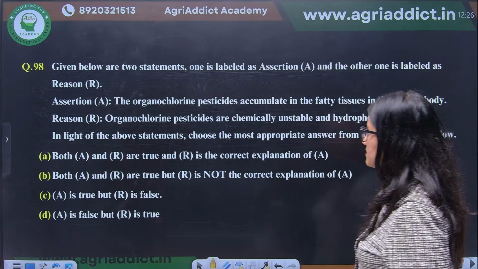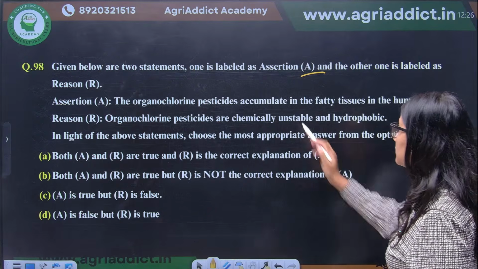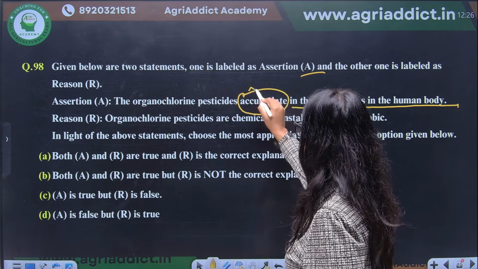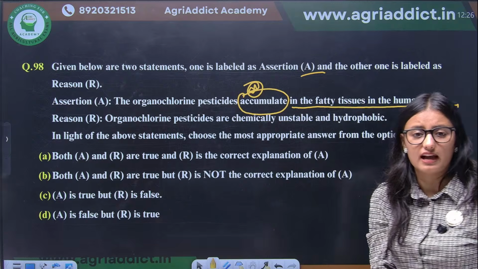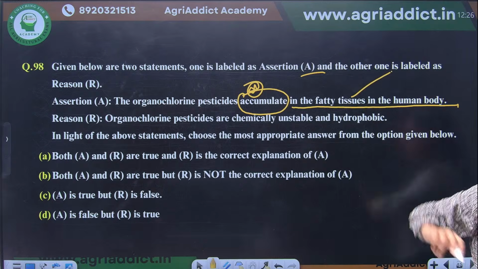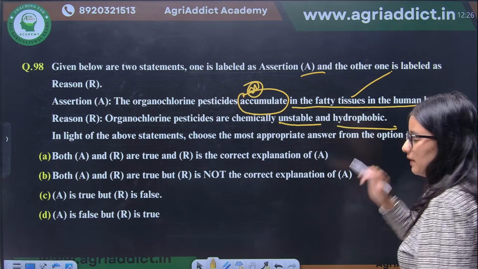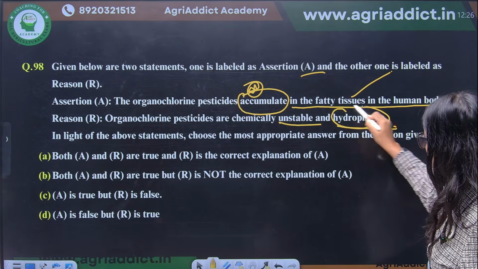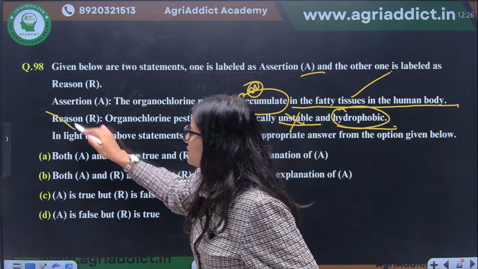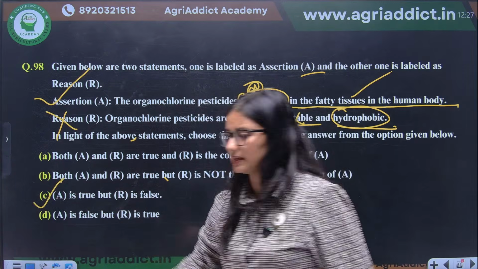Given below are two statements. One is labeled as assertion and other is reason. So what is assertion? The organochlorine pesticides accumulate in the fatty tissue in the human body. Here is one word and we have discussed it, accumulate, persist. So organochlorine, I have discussed earlier also that these are persistent insecticides. So this is correct. ये तो सही है. What about reason? Organochlorine pesticides are chemically unstable and hydrophobic. Yes, this statement, it is hydrophobic. They are hydrophobic in nature, but they are not unstable in nature. So this reason is wrong and assertion is correct. So answer will be C.